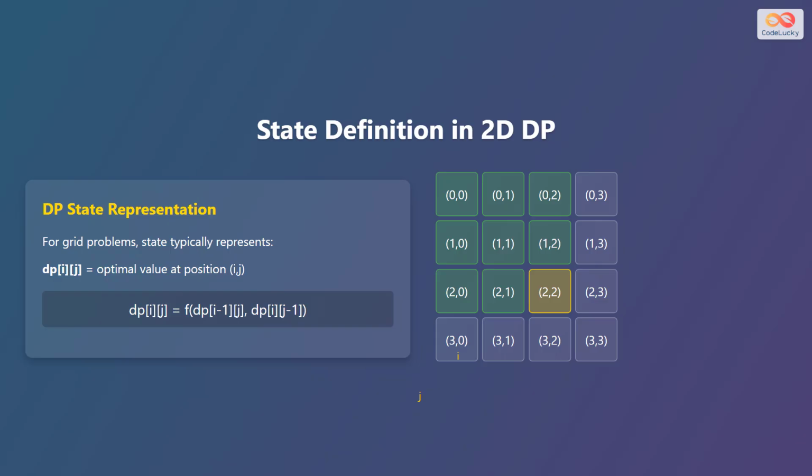Next, let's delve into state definition in 2D dynamic programming. In grid problems, the state typically represents the optimal value at a position given by i, j, where i and j are indices defining the row and column respectively. The value at dp[i][j] can be derived using the function f, which depends on the values at dp[i-1][j] and dp[i][j-1]. This formula indicates that the current state depends on the states from the top and the left.